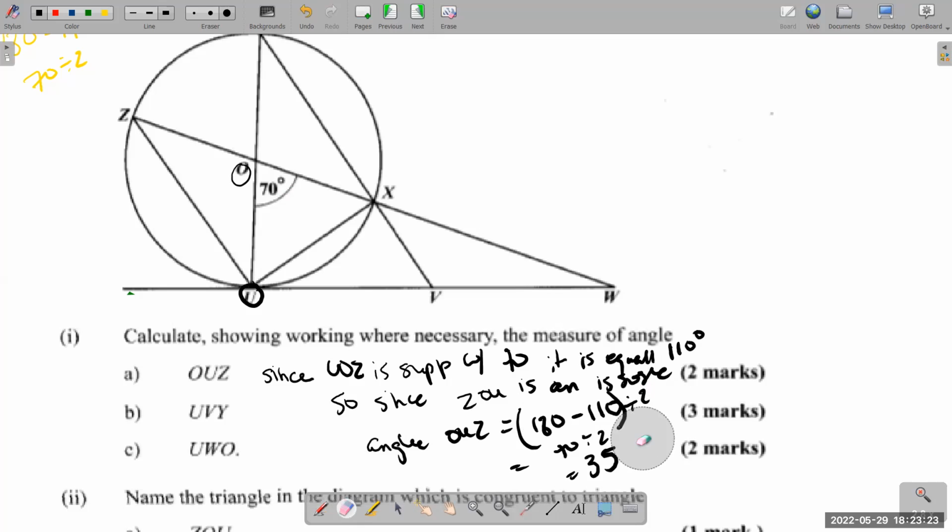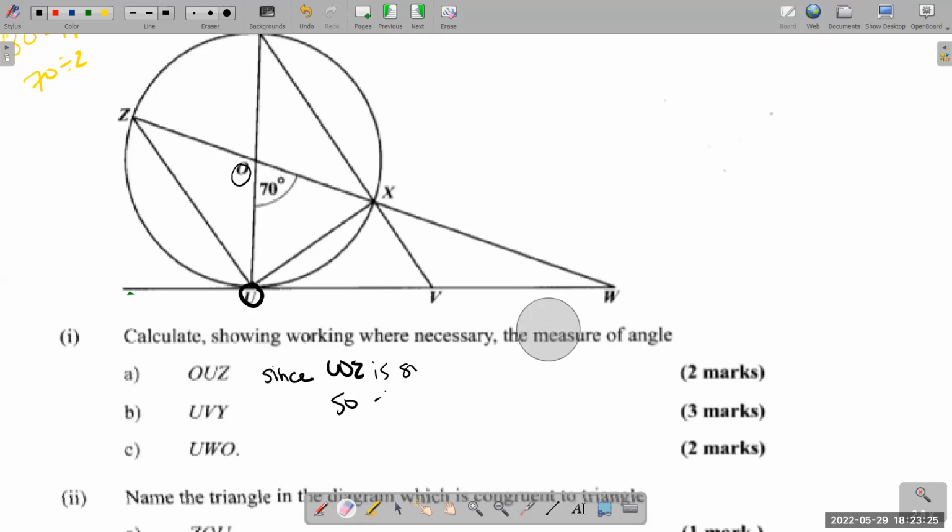I could erase this so I could get some more space now, right? All right, let me go. So we know this is 35. In my picture, I'm going to drop in my 35. So this is 35. You see, when you see 3 marks for a question, it's a lot of work, eh? That means you gotta show a lot, eh? So the next angle they ask us for is UVY.